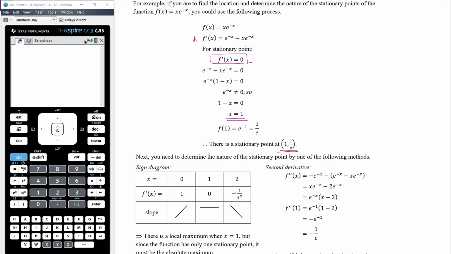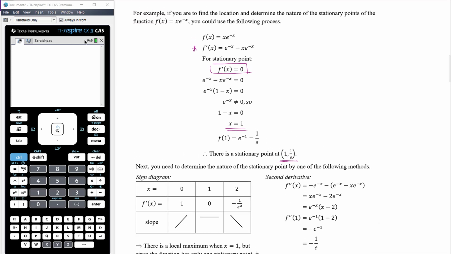Now, all that tells you is that at that point there's 0 gradient. It doesn't tell you whether that's a local minimum point, a local maximum point, or a point of inflection. And so therefore we then need to use either our sign diagram or our second derivative. As I said, my preference is sign diagram to determine the nature of the stationary point.